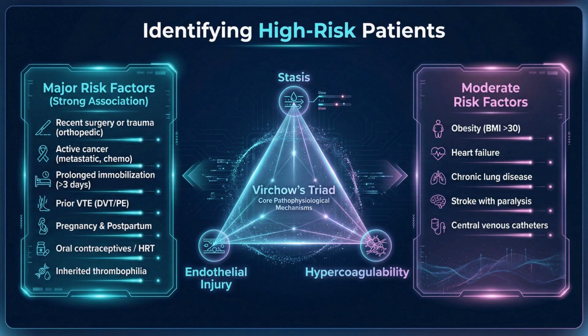At the core of these risk factors lies Virchow's triad, which describes the 3 fundamental mechanisms that lead to thrombosis: stasis, endothelial injury, and hypercoagulability.